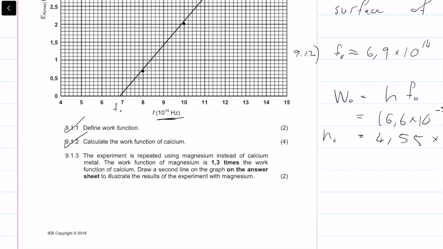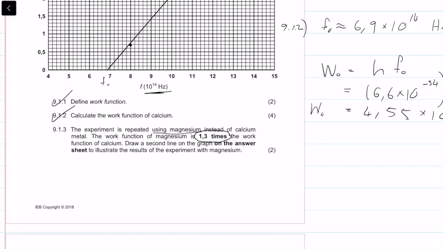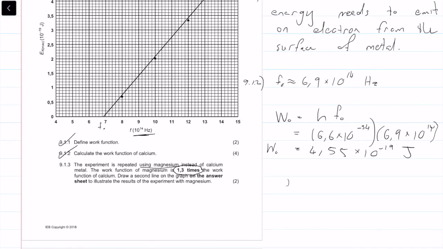The last question says 9.1.3, the experiment is repeated using magnesium instead of calcium metal. The work function of magnesium is 1.3 times the work function of calcium. Draw a second graph. First of all, let's work out what its frequency is. The frequency for magnesium is equal to 1.3 times the frequency, which was 6.9 times 10 to the 14, and that comes out as roughly 9 times 10 to the 14 hertz.